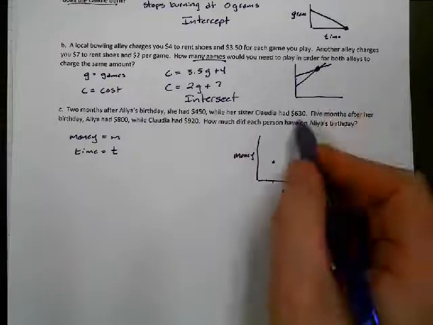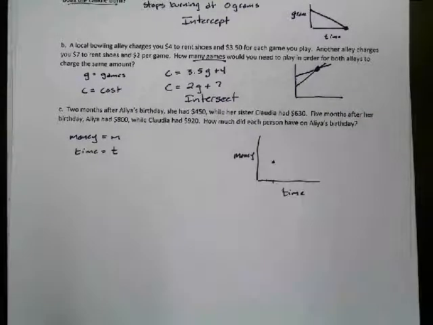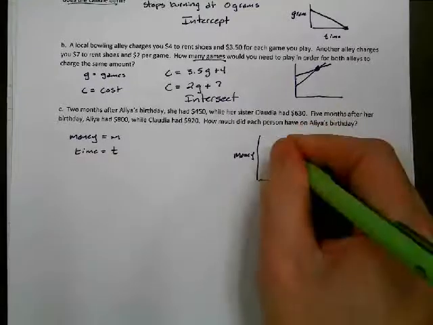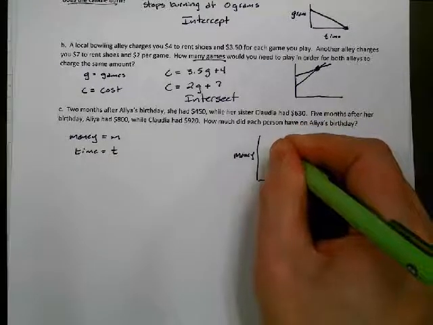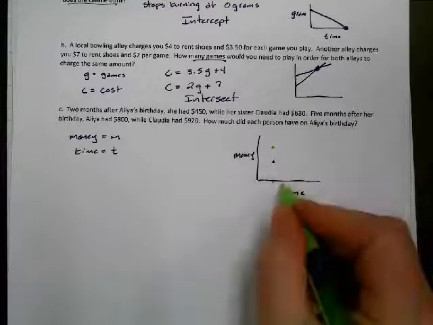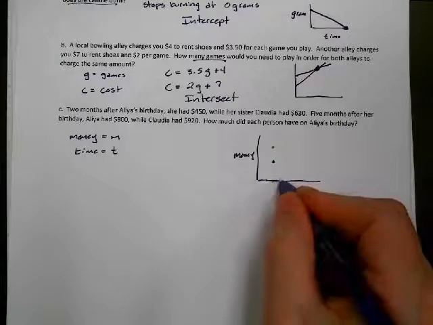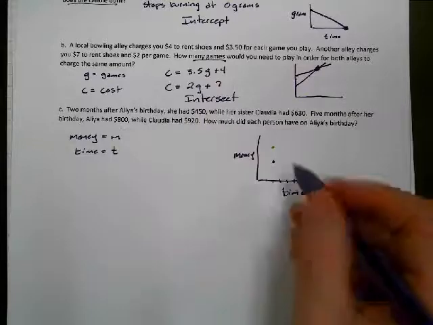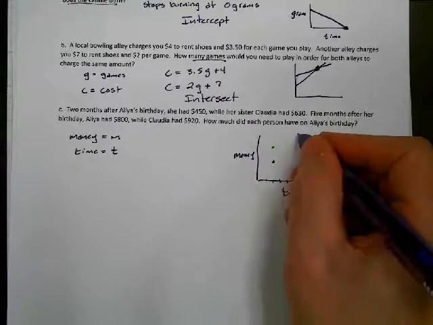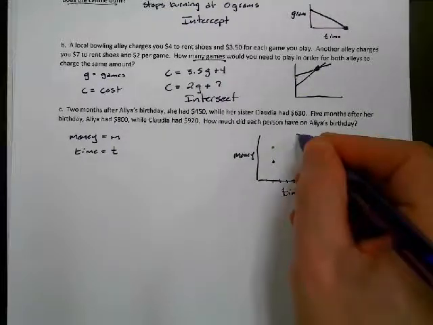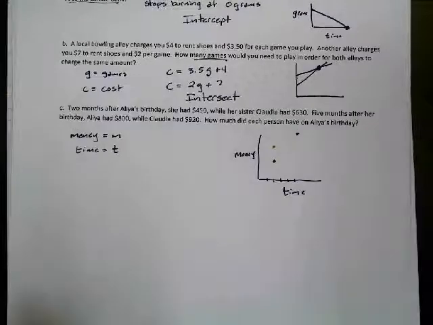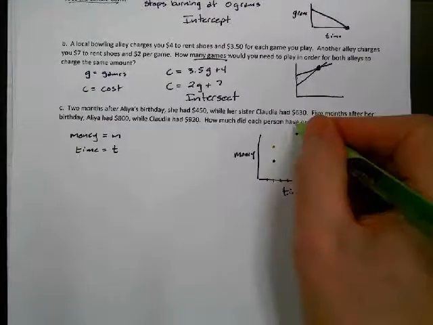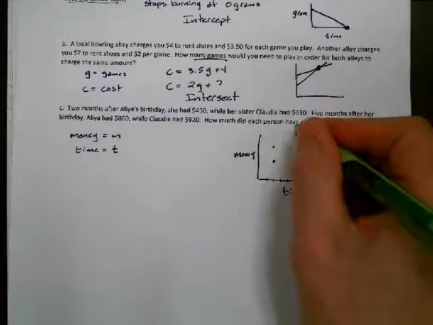So Claudia's up there. 5 months later, okay, so that's 2 months, 3 months, 4 months, 5 months. Aaliyah has $800. Ooh, she's got more money. So she has $800 over here. And then Claudia has $920. So they're up there. How much did each person have on Aaliyah's birthday?